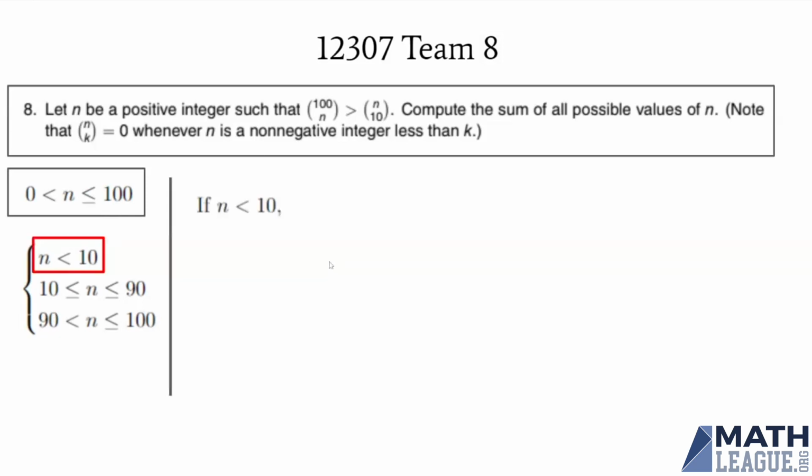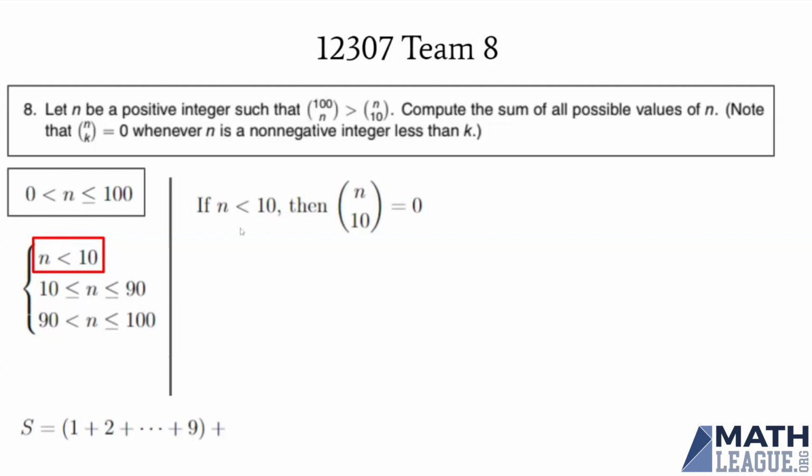So in the first case, if n is less than 10, then n choose 10 is equal to 0, since the bottom number of the binomial is going to be greater than the top. Since 100 choose n is going to be positive, this means that any value less than 10 will work. So far we have, if S is the sum of all possible values of n, S is 1 plus 2 plus so on to 9.